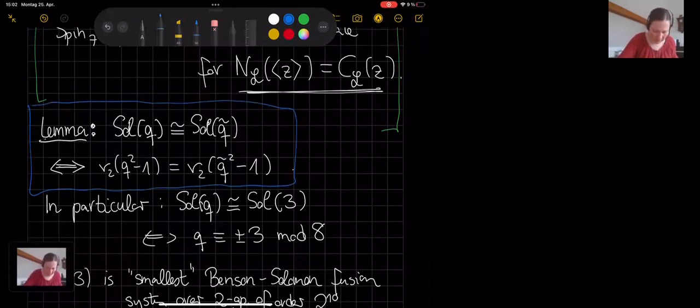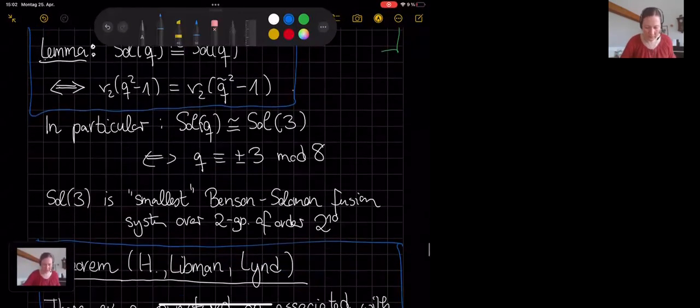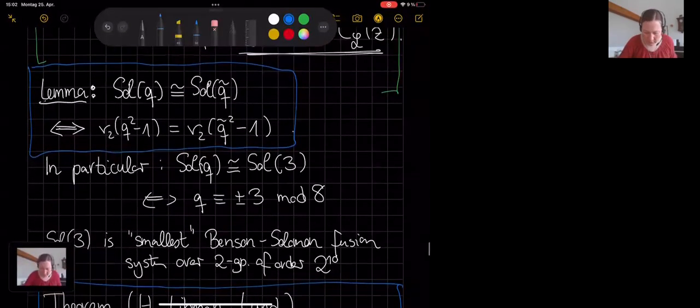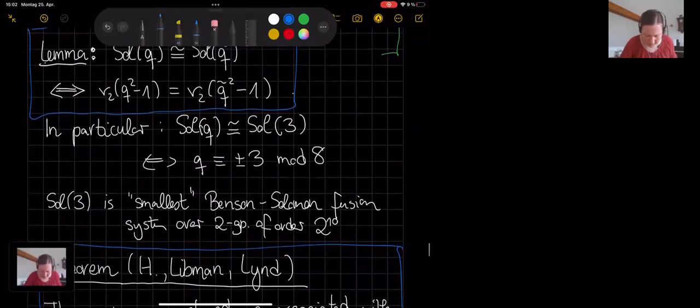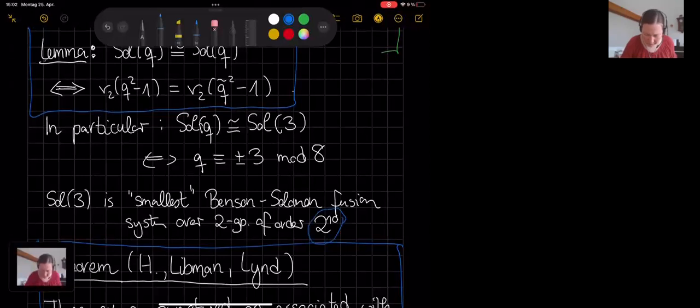So basically we get the same fusion system if the 2-adic valuations of Q squared minus 1 and Q tilde squared minus 1 are the same, then the Solomon fusion systems are the same. So in particular, if you look at the smallest fusion system, Sol 3, this is a fusion system over a 2 group of order 2 to the 10. Then this is also the same as Sol Q, where Q is congruent plus minus 3 mod 8.